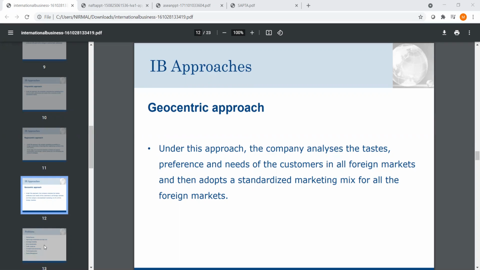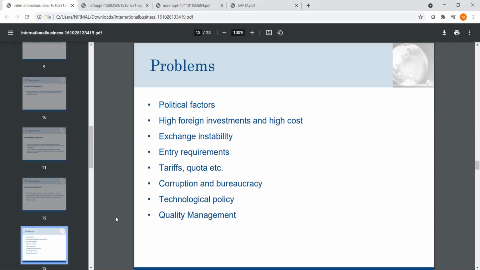Approaches, the IB approaches, how it behaves, right? Problems in international business. Some of the problems are political factors, high foreign investments and high cost, exchange instability, entry requirements, tariff, quota, etc. Right? Corruption and bureaucracy, technological policy, quality management. So these are the factors here.